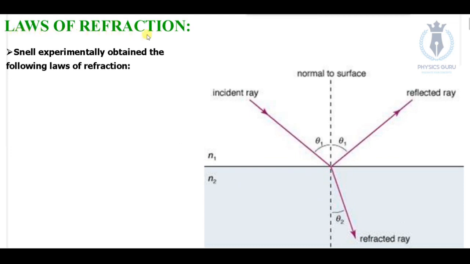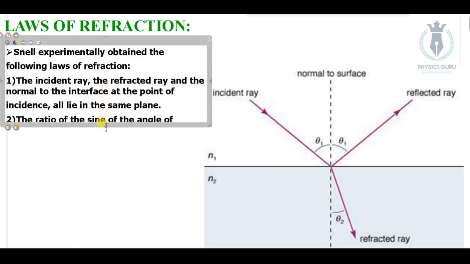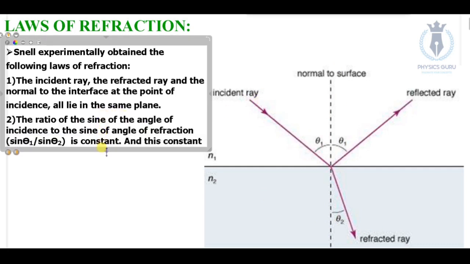And now we learn the laws of refraction. Snell experimentally obtained the following laws of refraction. There are two laws of refraction. First law: the incident ray, the refracted ray, and the normal to the interface at the point of incidence all lie in the same plane. This is the incident ray, this is the refracted ray, and this is the normal to the surface at the point of incidence. All these three lie in the same plane. This is the first law of refraction.